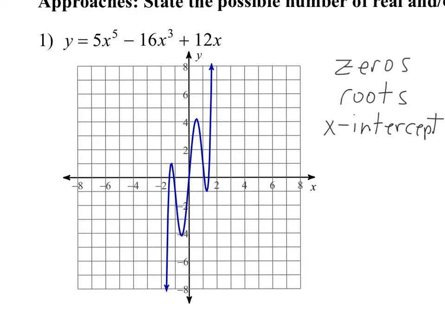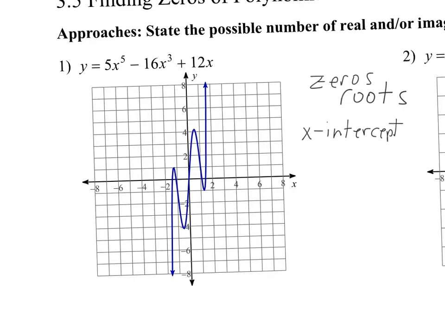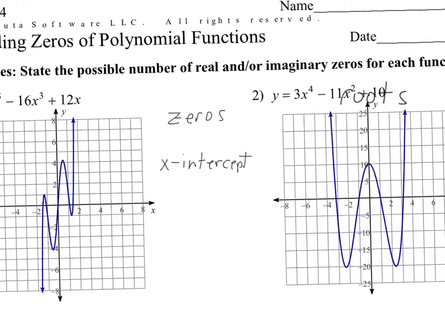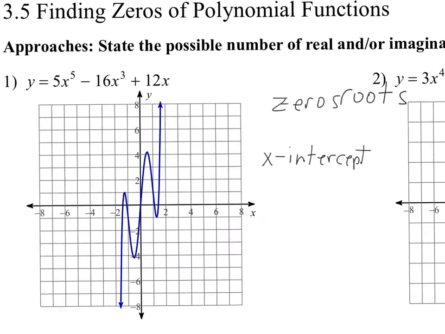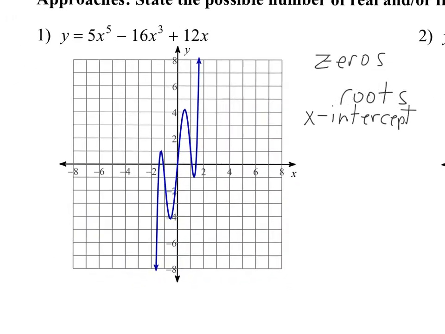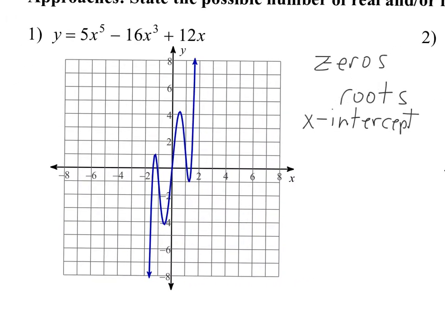All right, so we haven't really answered a question yet. Let's answer a question. This one says, state the possible number of real and or imaginary zeros for each function. Just state the number. And in this case, it's a fifth power equation. We can see that there are 5 places where it crosses the x-axis, so that basically the answer to this problem is 5.